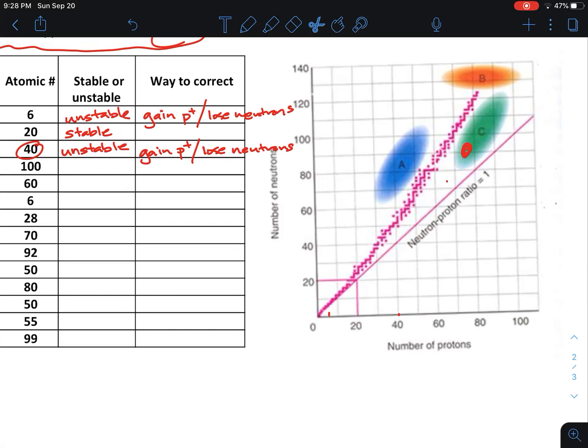If you're in this range over here, the best way to become stable is to lose protons or gain neutrons to get you in this range here.